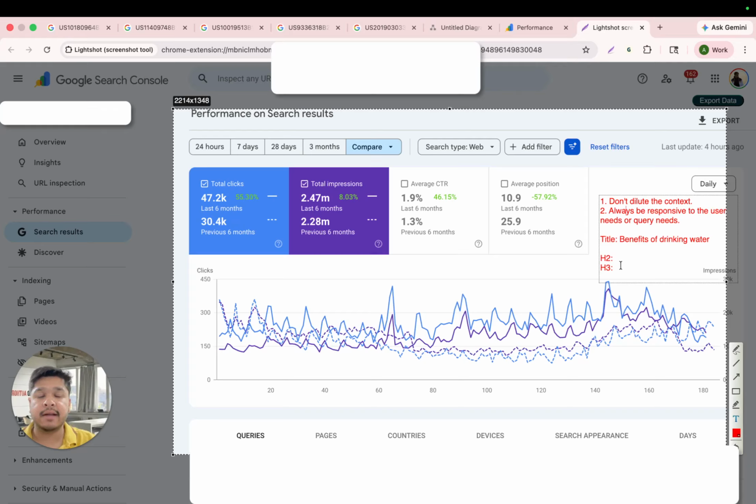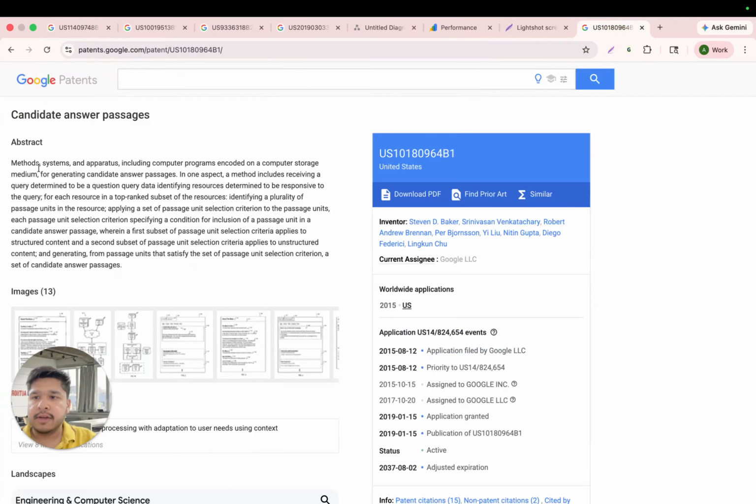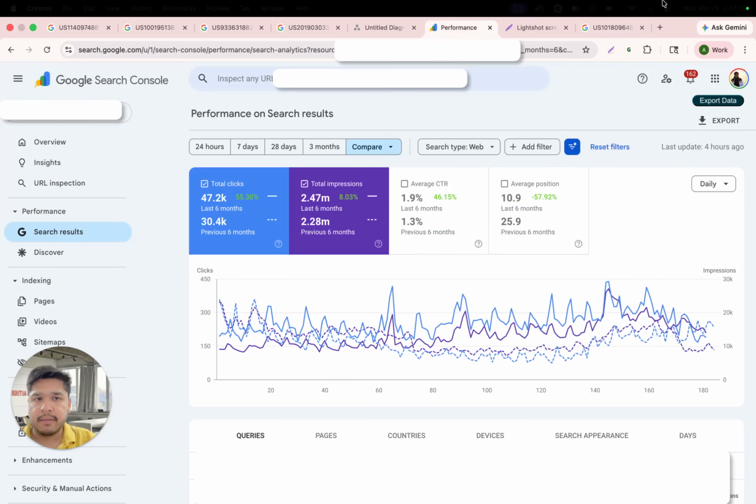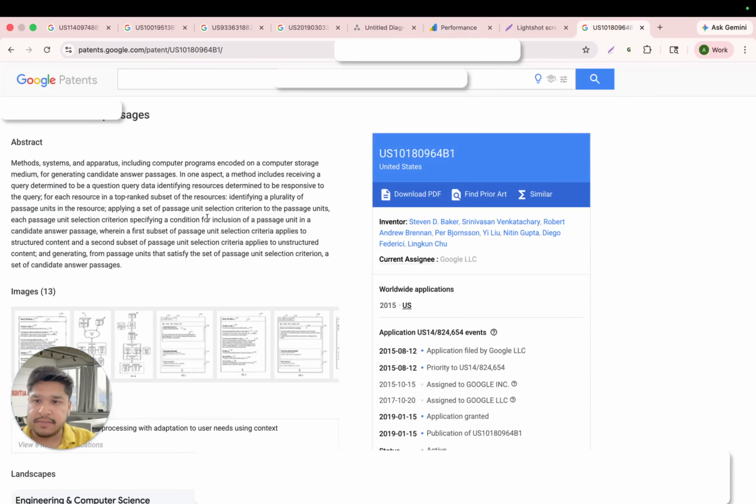Let's say some queries need an image for responsiveness. Some need structured content, some need unstructured content. And for that also, I have included some patents that I used in this project. The first one is the candidate answer passages, and I took away many key points from this patent to use in this website. And the increase in clicks that you see here are all the results of this patent.